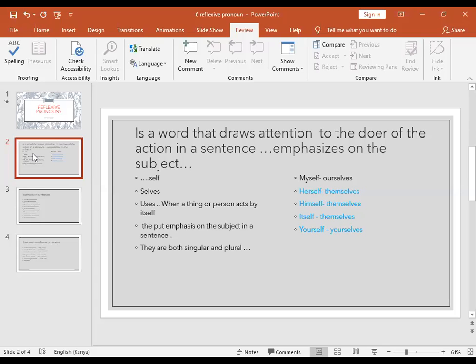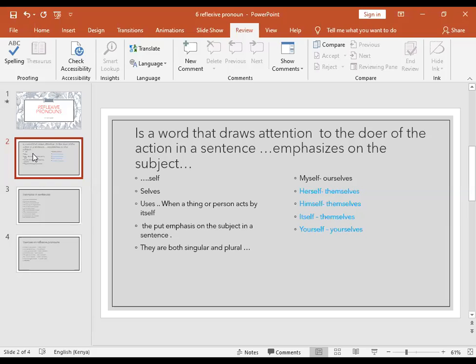One, we use a reflexive pronoun when a thing or a person acts by itself, or does the action by itself, or by himself or by herself. Two, it puts emphasis on the subject in a sentence. It helps us understand that the whole task or the whole act was performed by the subject in the sentence.